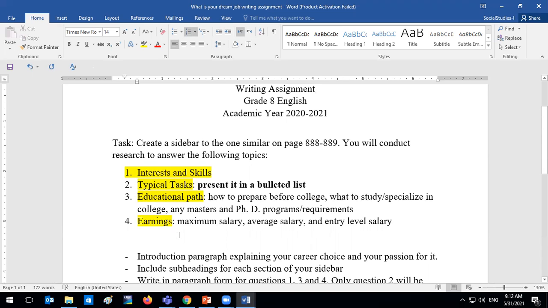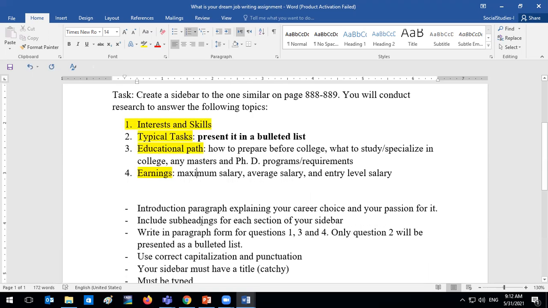What could you specialize in college or in university? And if there are any master's or PhD programs, what are the requirements for them? Okay, so these are the subheadings that you're going to provide. Under each subheading, you're going to list the information that you find from research. Make sure that you do not plagiarize or copy and paste. All your information has to be read and summarized or paraphrased into your own words.